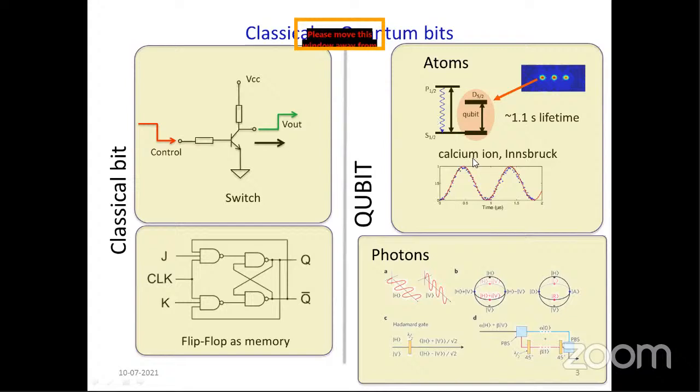Now, here I have taken an example of a calcium ion qubit on top here. So forget about these S1/2, P1/2 levels. But if you look at some other levels, which are the S1/2 and D5/2 levels, these are basically two levels of an atom.